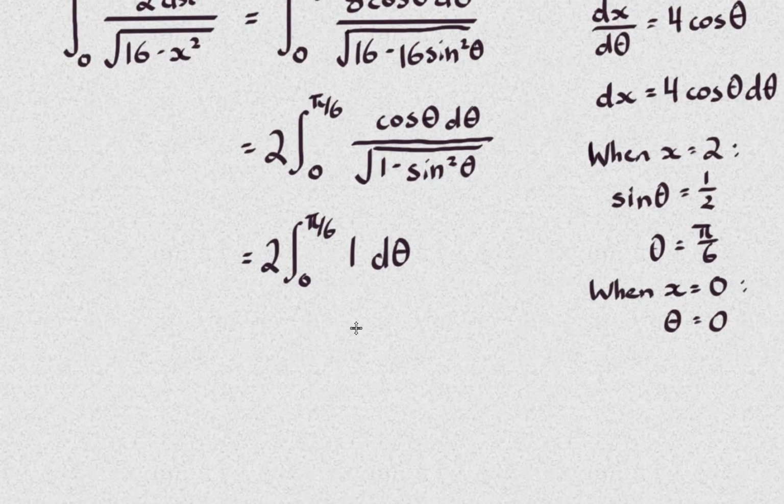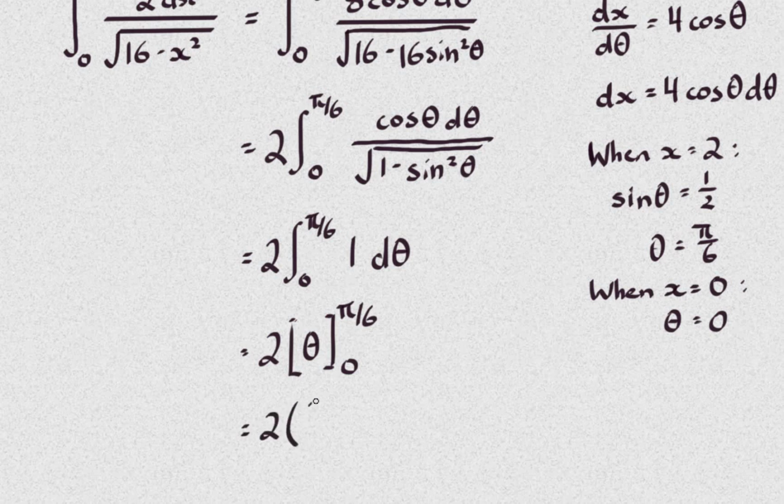Because our variable is theta, this means that we have theta. And evaluating at pi on 6 and 0, we get 2 lots of pi on 6. Just as before, this is pi on 3. And so we get the same solution as method 1.